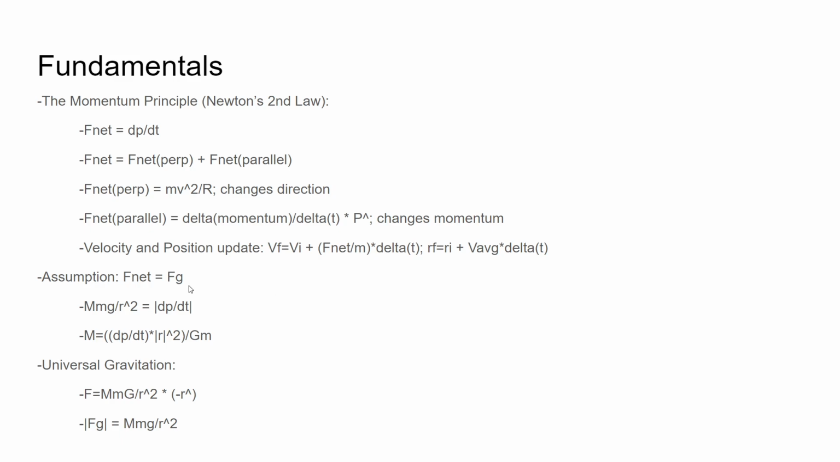We assume that the force of gravity is the net force. It's the only thing acting on it. And then we have universal gravitation and both versions of it.